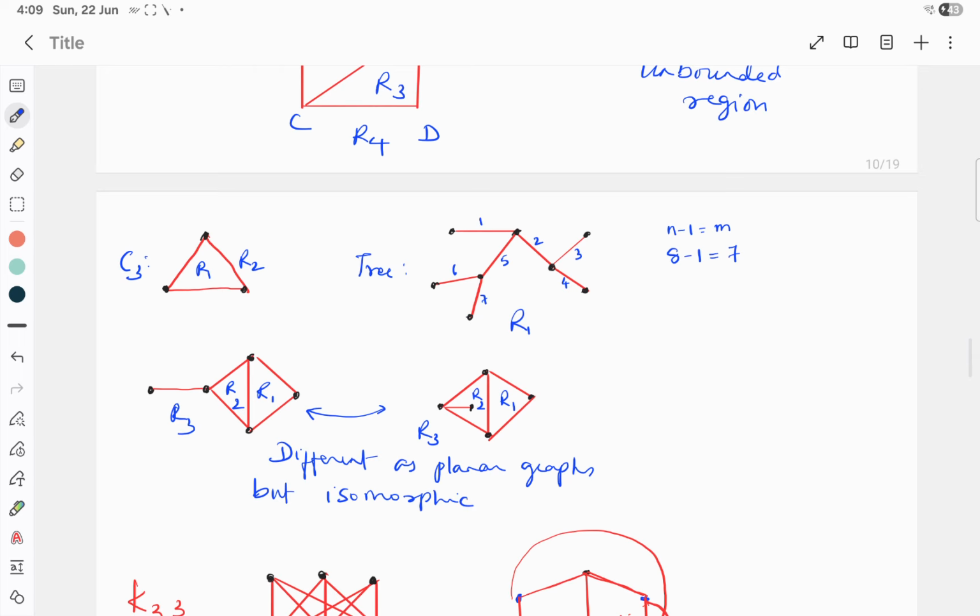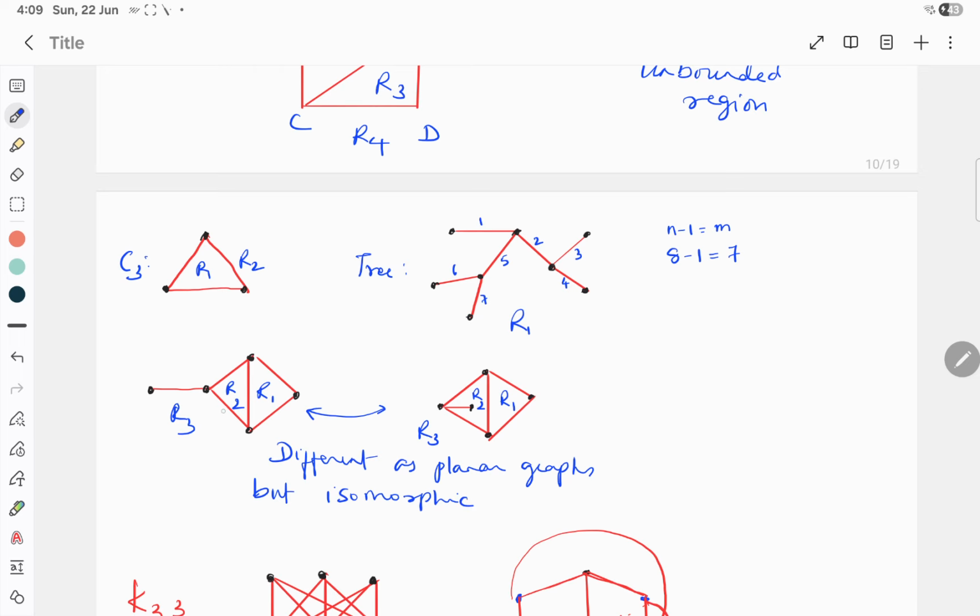Now let us consider these two graphs. You can see that in the first graph you have 3 regions, R1, R2, which are bounded regions, and R3 is an unbounded region.